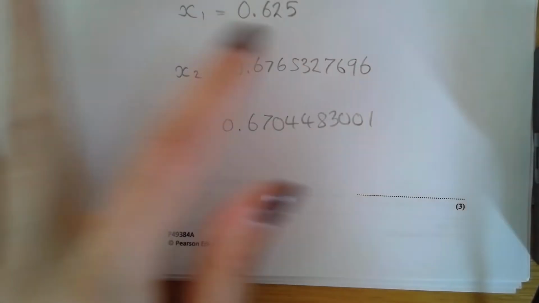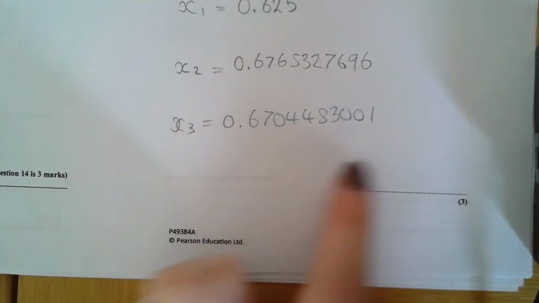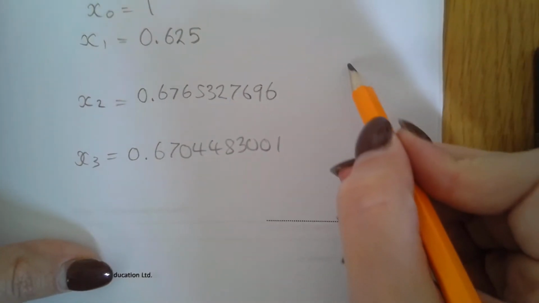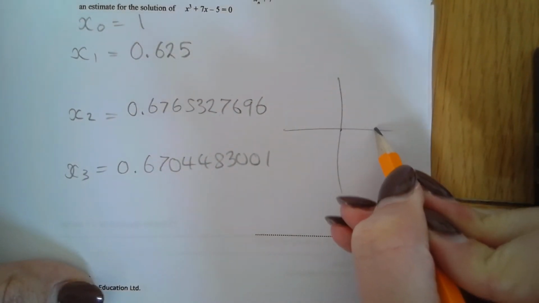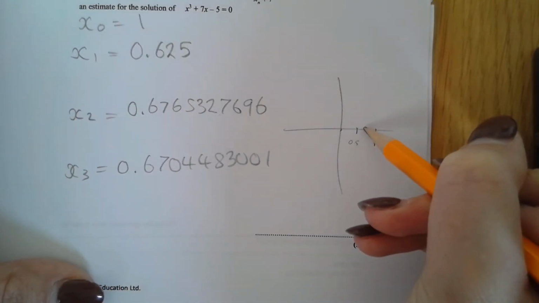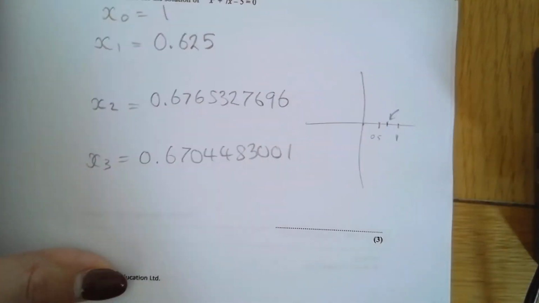Okay, so that will be your marks. You've shown x1, x2 and x3. You've used it 3 times to find an estimate for the solution. So that is our estimate. So that means that we think that the graph crosses, if that's 0, if that's 1, if that's 0.5, we think it crosses at 0.67, so we think it crosses just there.